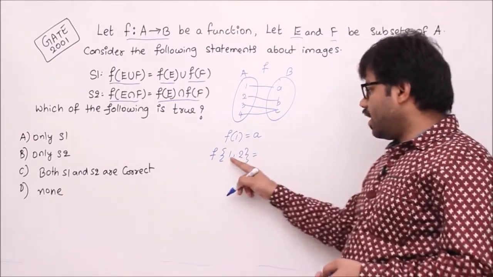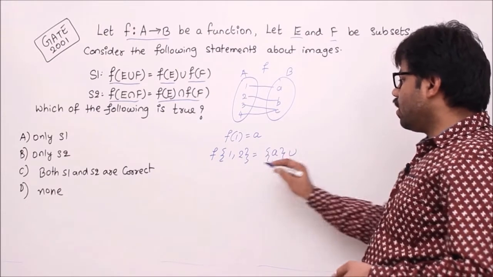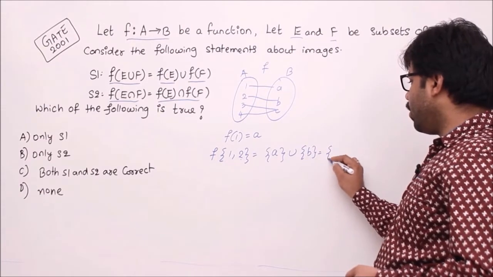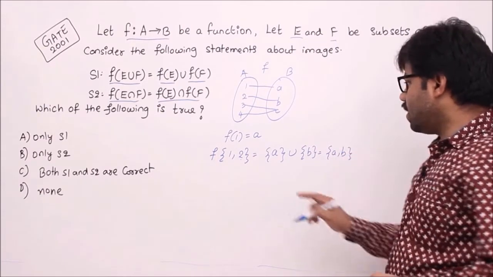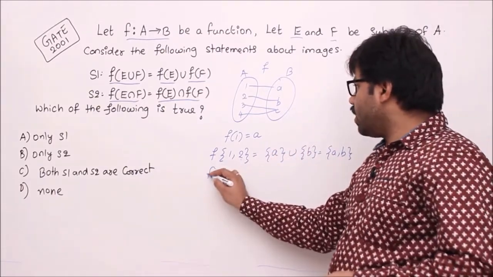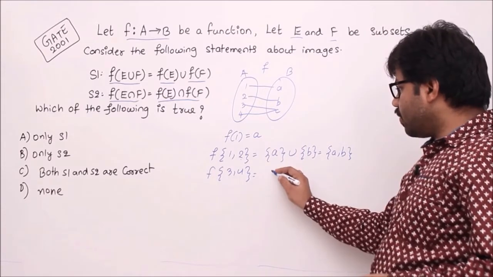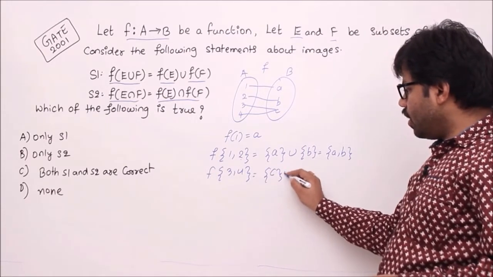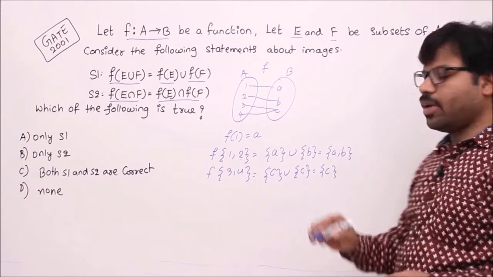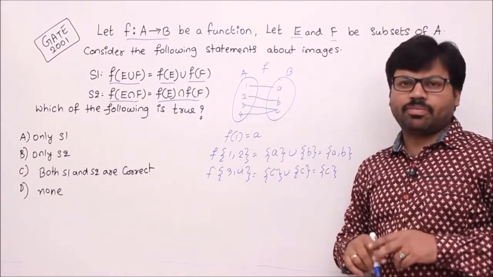That means collect the image of 1, which is A, union, collect the image of 2, that is B, then you get {A, B}. Understand? I can say that it's the collection of images of the set {1, 2}. Similarly, what is f of {3, 4}? It is nothing but the image of 3, C, union the image of 4, C, and that will become C. You understand my point? Now this is about images of a set.